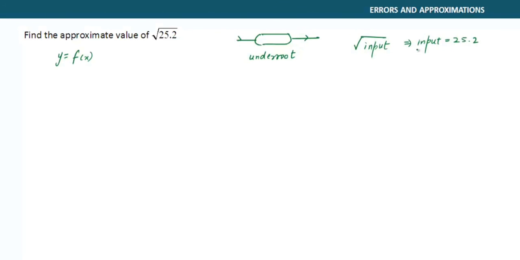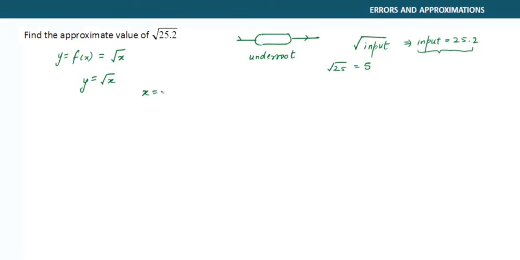The question that will always be asked will be something of the sort: tell me what is root 25. You know this value, this is nothing but 5. They will always ask these kinds of questions in approximation where you know a particular value near about this particular input. So we know root 25 is 5. Now we are asked to find the value when 25 is increased by 0.2. So what is the under root machine? I can say it is root x.